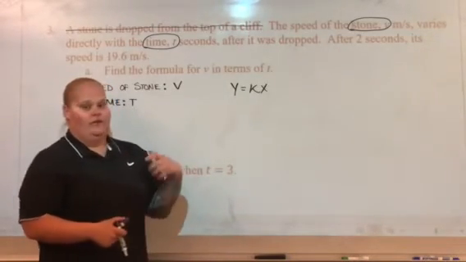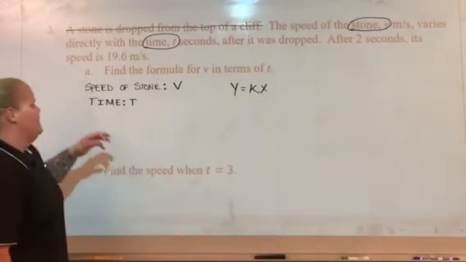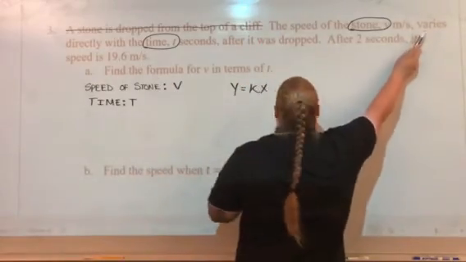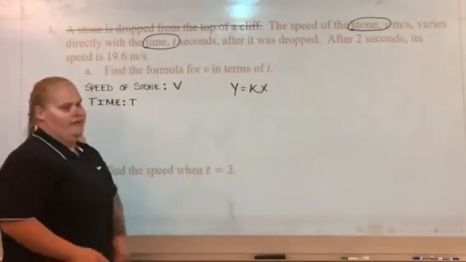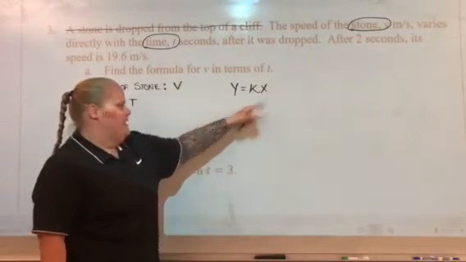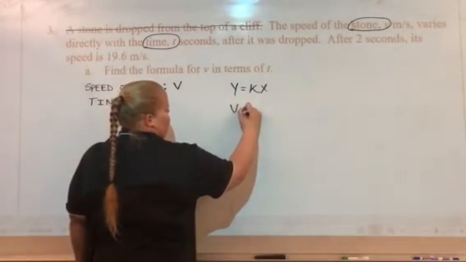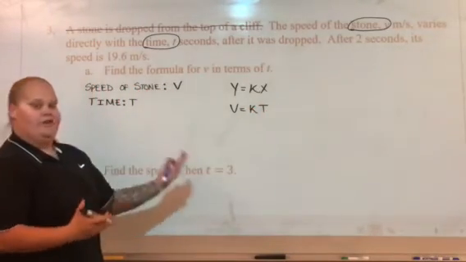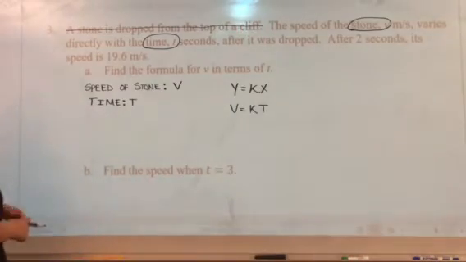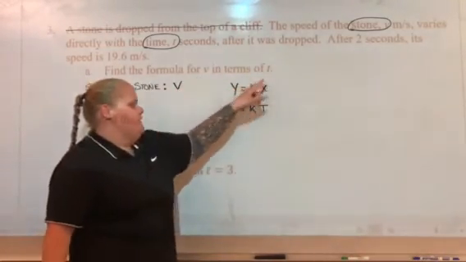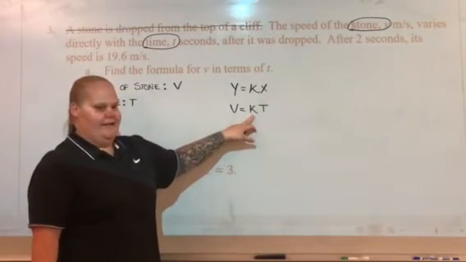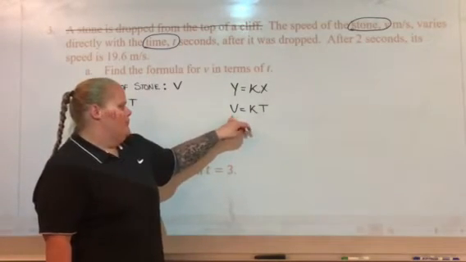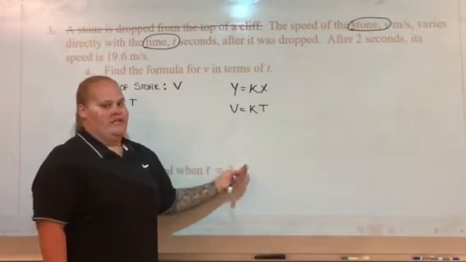Now, if we look at it in the order that things are stated, it says v, the speed of the stone, varies directly with t. So just like y varies directly with x, v varies directly with t. Okay, it's the same concept. It asks us to find the formula for v in terms of t. So what I need is something other than k to be here. So what I'm going to have to do is take what it gives me, plug in for v and t, and solve for k. Once I know what k is, I can create that formula.